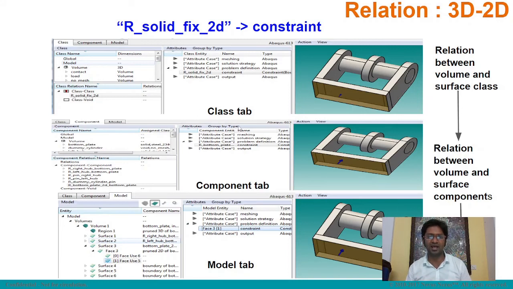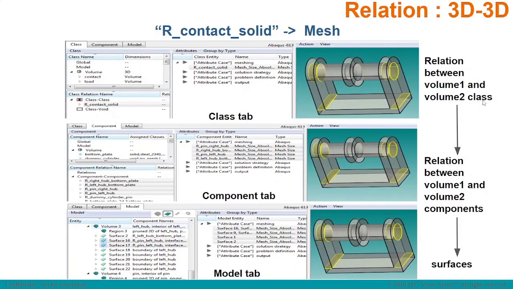Now when we move from class tab to component tab, the attribute will get transferred onto the respective components. And when we move from component tab to model tab, the attribute will get transferred to the respective face uses. Just to summarize, the attributes specified on the relation will get transferred to the respective component first, and after that it will get transferred to the respective geometrical entities.